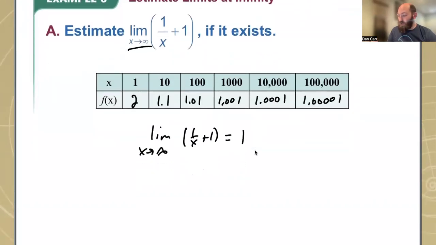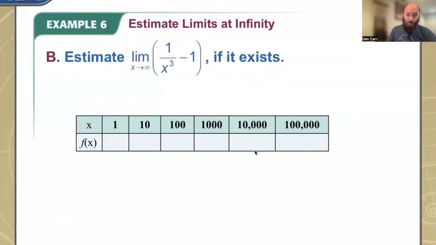Okay. I'm not going to graph this one. I'm just going to go right to the table. Again, use the graphing and table to help you on this one. So 1 over x cubed minus 1. We plug in 1 for x, we get 0. Plug in a 10, we get a negative 0.999.